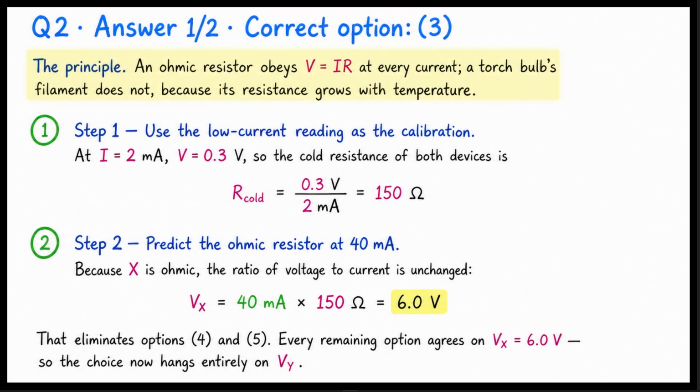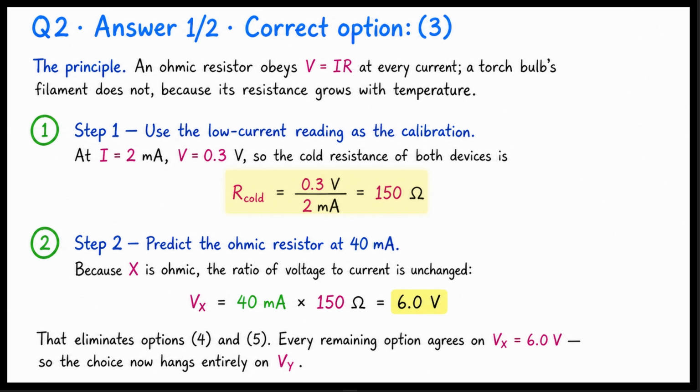Now to the working. Step 1. Use the low current reading to calibrate. At I equals 2 mA and V equals 0.3 V, both devices have a cold resistance of 0.3 volts divided by 2 mA, which is 150 ohms. At this stage, we cannot tell the resistor and the bulb apart. They behave identically when cold.